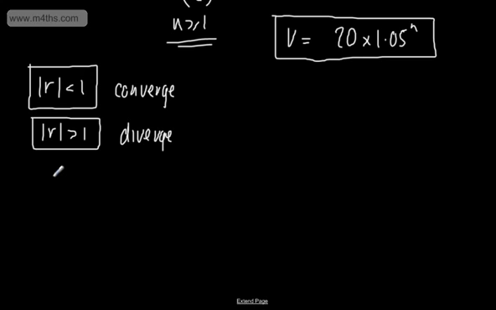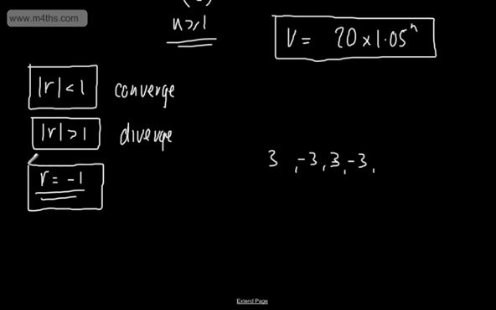There's the other case, when our ratio is equal to -1, and that will oscillate. So if we have -1, let's take 3, okay? If we multiply the term by -1, we're going to get -3. If we multiply it by -1, we're going to end up with positive 3, then we're going to get -3, positive 3, and this will simply oscillate. So it's gone from 3 to -3 to 3 to -3, and that is if the ratio is -1.